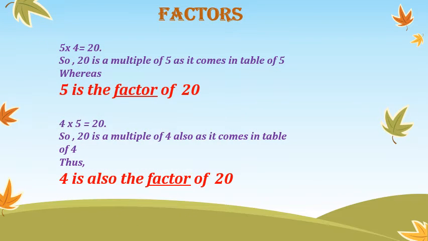Now let's come to understand the factors. Now when I say 5 multiplied by 4 is 20 and 20 is a multiple of 5 as it comes in the table of 5, I can also say that 5 is a factor of 20. 20 is a multiple whereas 5 is a factor of 20. Similarly, when I say 4 multiplied by 5 is 20, so 20 is a multiple of 4 as it is coming in the table of 4. But what is 4? 4 is a factor of 20.